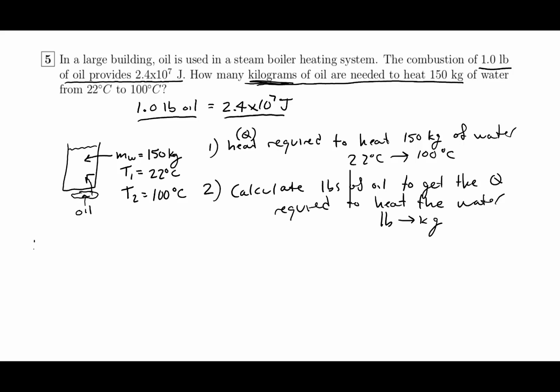Okay, so let's start with step 1. We want to calculate Q, so we're going to use Q is equal to mc delta T, and we're calculating this for the water. So we're calculating the amount of heat required to heat 150 kilograms of water from 22 degrees Celsius to 100 degrees Celsius. So the mass of the water is 150 kilograms. I'm going to convert that to grams since I know my specific heat has units of grams. So 150 times 10 to the 3rd grams.